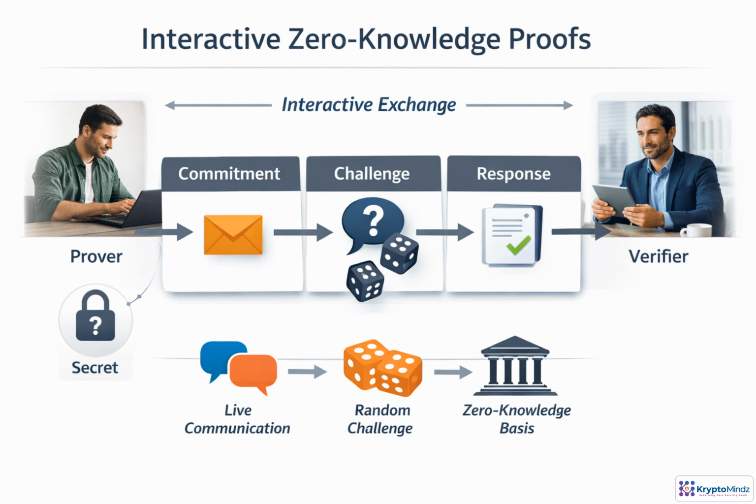Interactive zero-knowledge proofs work like a live challenge-response exchange. First, the prover commits to something tied to the secret, without exposing the secret itself. Next, the verifier sends a random challenge, chosen after the commitment, so the prover cannot prepare a fake answer in advance. Finally, the prover responds in a way that only someone with the secret could consistently produce. Repeating the pattern builds confidence while preserving zero knowledge.